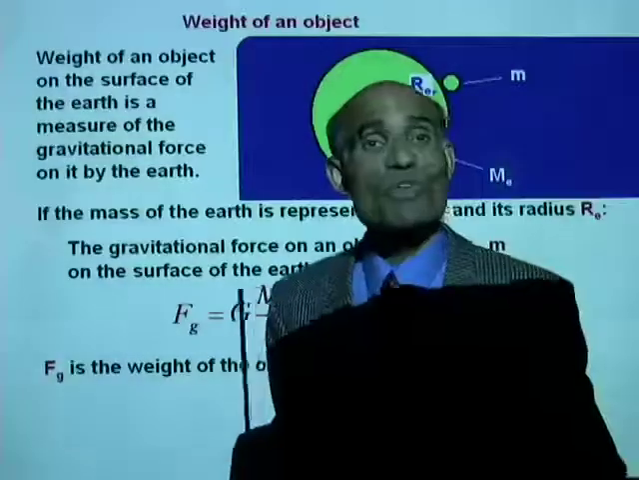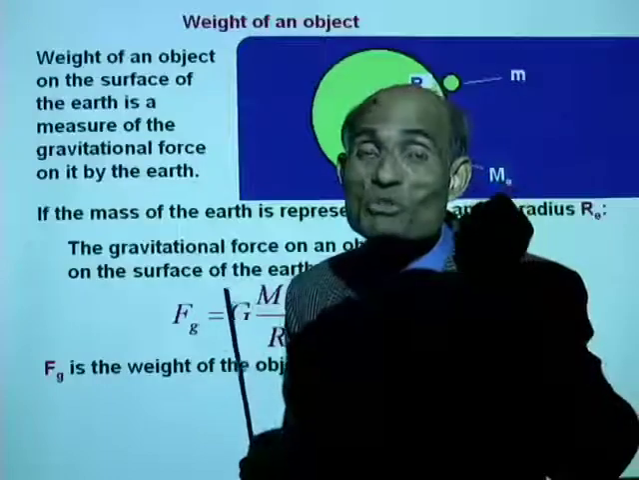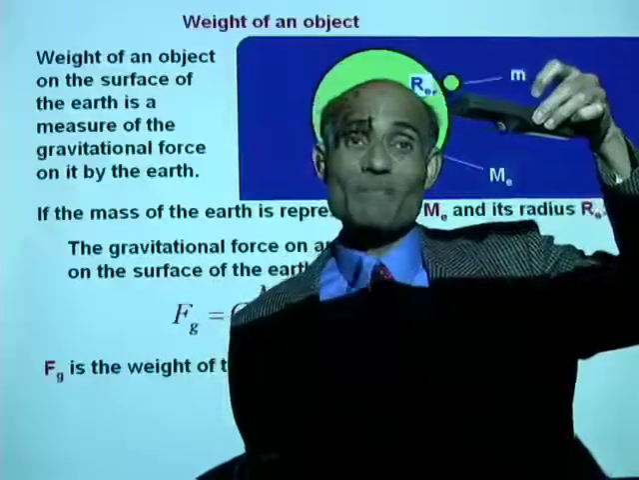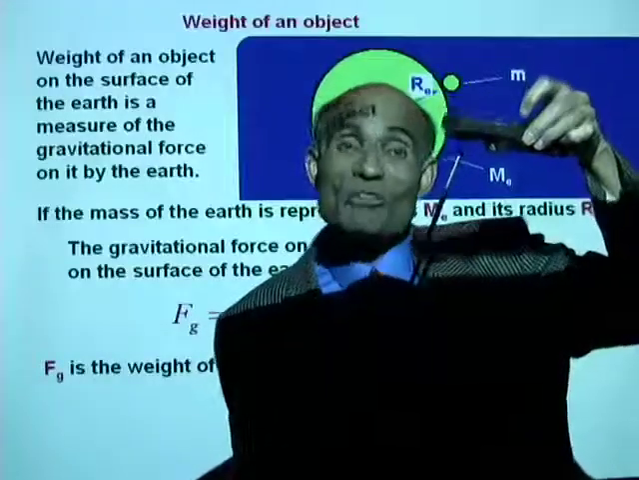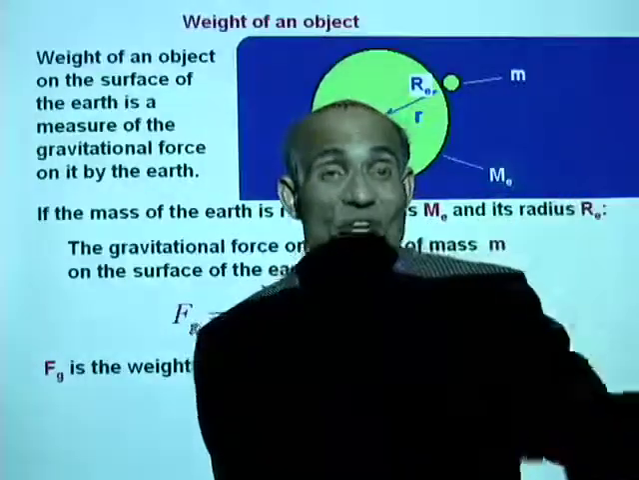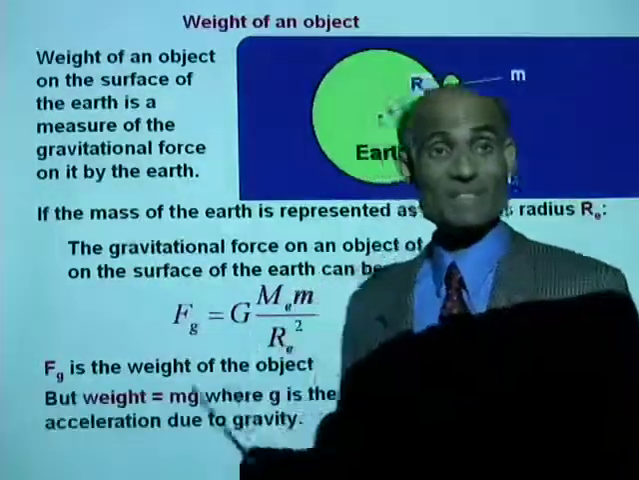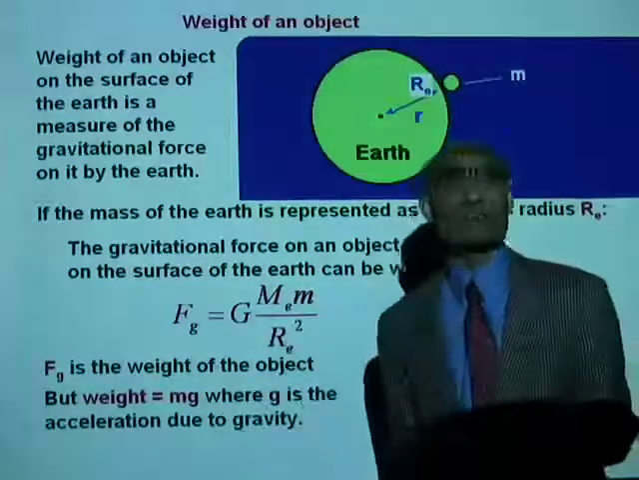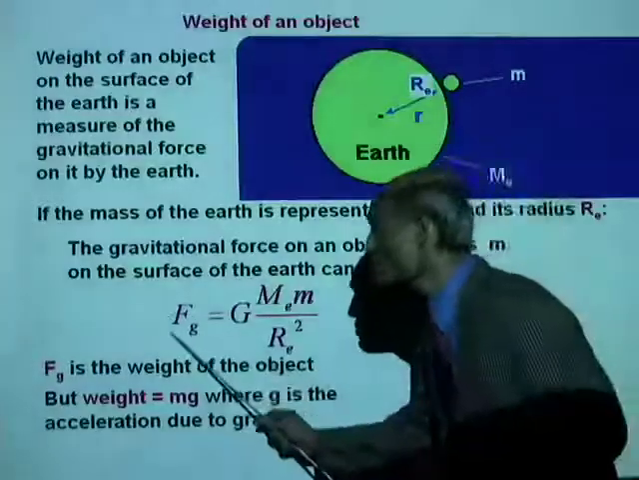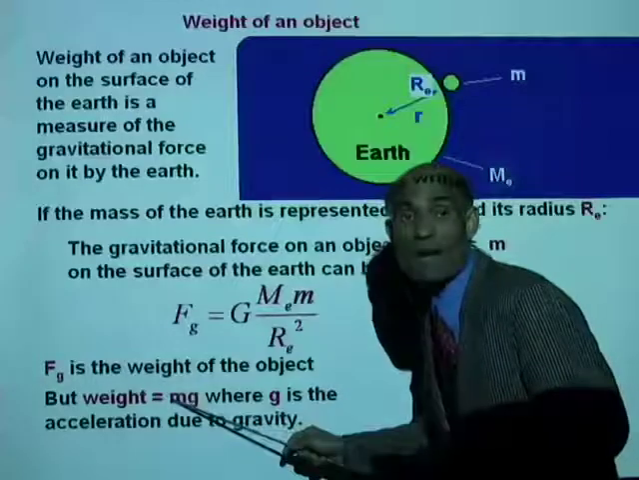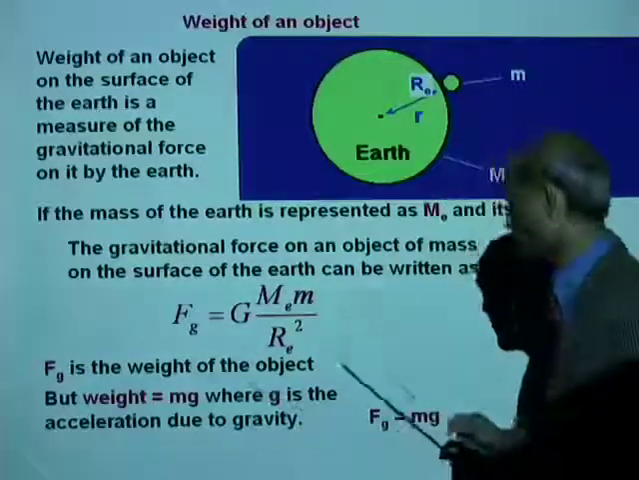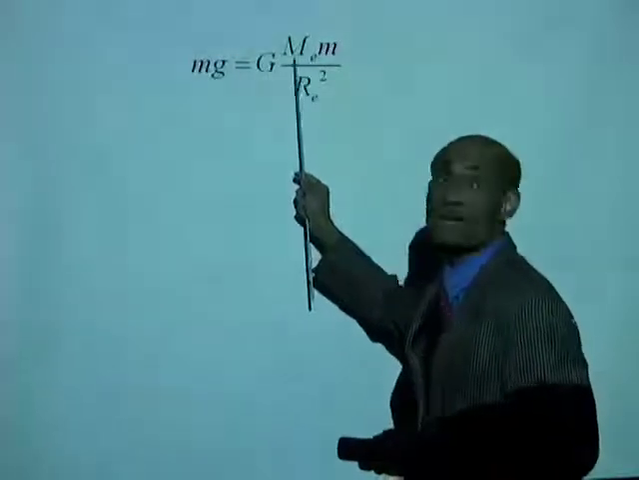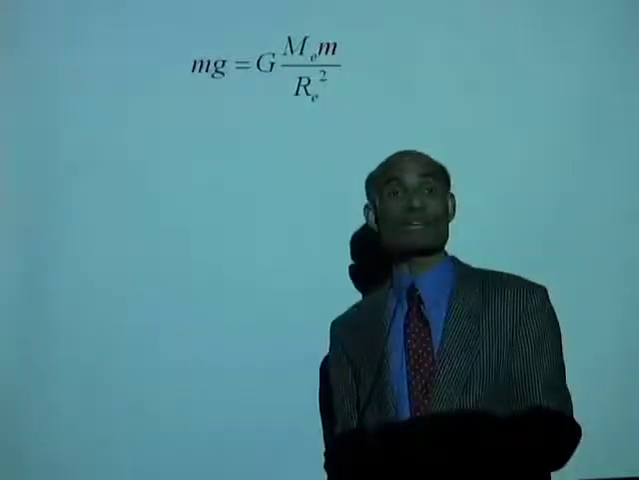Now, what is the weight of the object that we have been using to measure? What is the weight of this object? Normally, how do we measure it? It is the mass of the object multiplied by the acceleration due to gravity. Is that right? Yes. So weight equals mg, where g is the acceleration due to gravity. So we can actually replace this F sub g by this mg. Let's do that. We have therefore mg equal to G times m e m over r e squared.